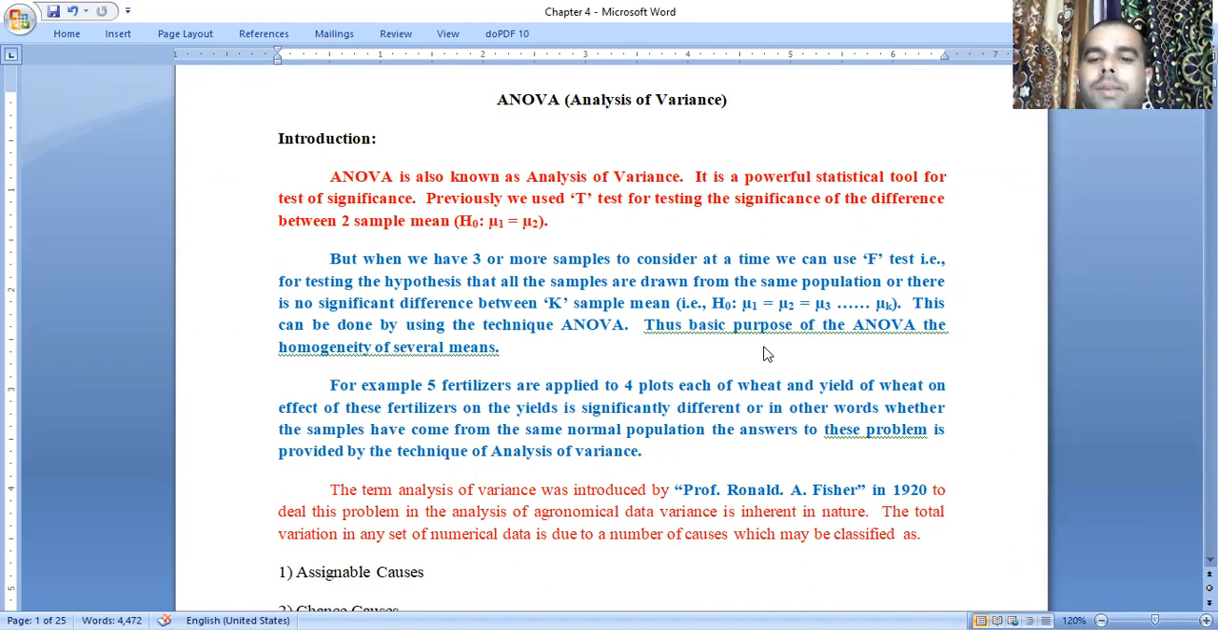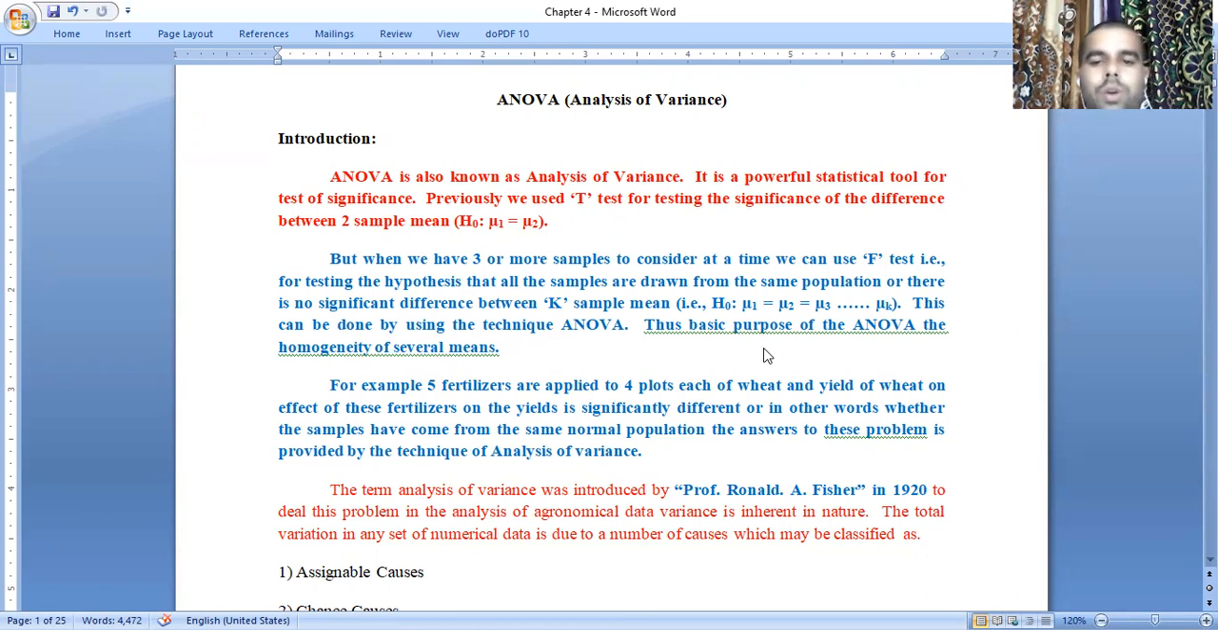In these 4 plots, the wheat cultivation is already done. On this wheat only we are going to apply these 5 fertilizers, dividing it into 4 plots. Observe carefully, the wheat belongs to only one family. Homogeneity means only one family here. We are not taking any other crop, we are taking only one crop. These types of problems are handled by the technique we are going to apply, called ANOVA, analysis of variance.